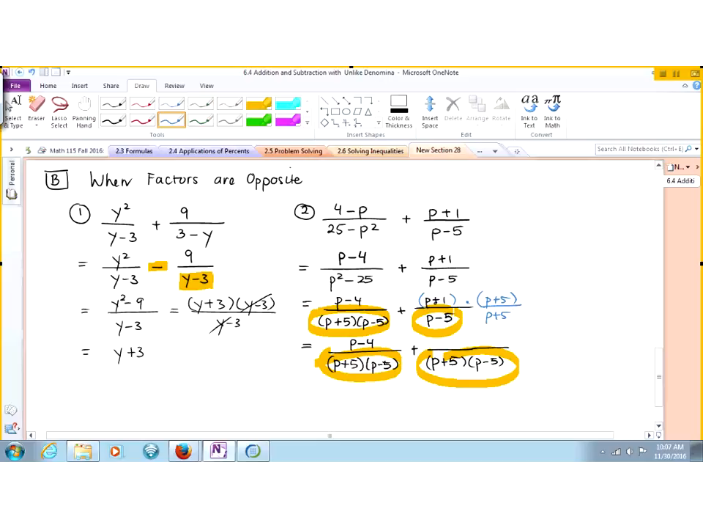So what do you have on top? You have to do what here? Foil? Yes. So how do you foil this? P squared plus 5p plus p plus 5. Okay. Good. So now this is the same denominator. So let's use it. P plus 5, p minus 5. And what do I have on top?